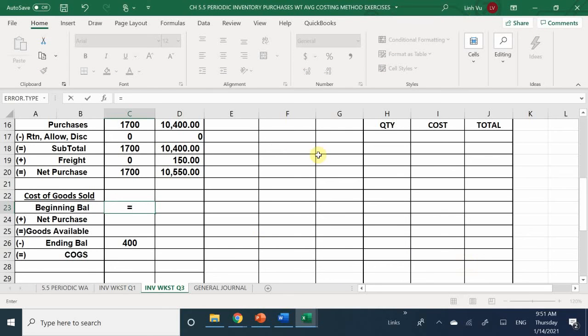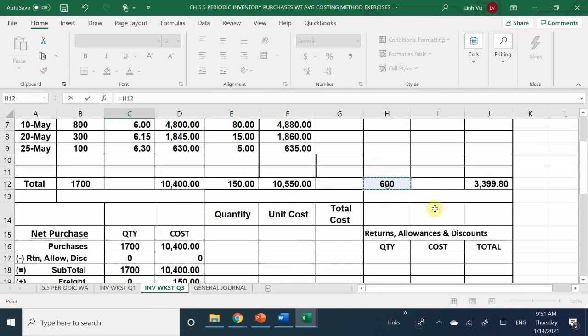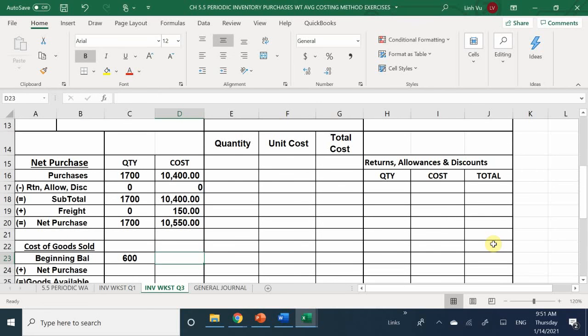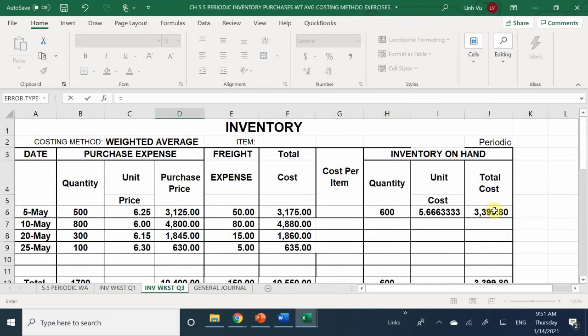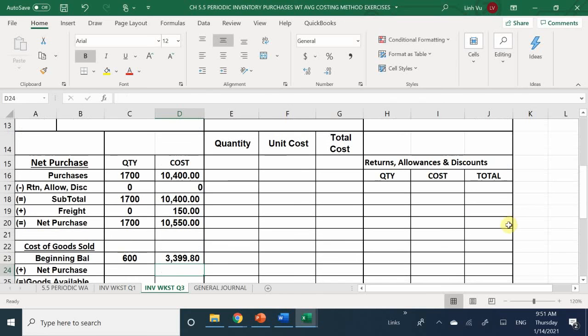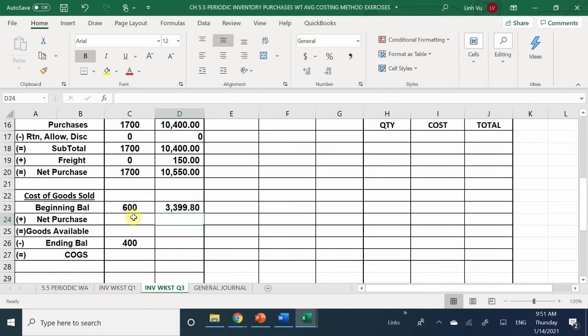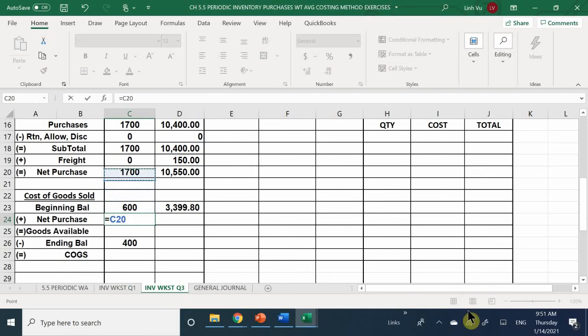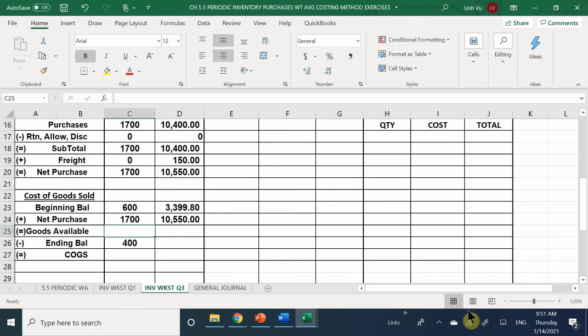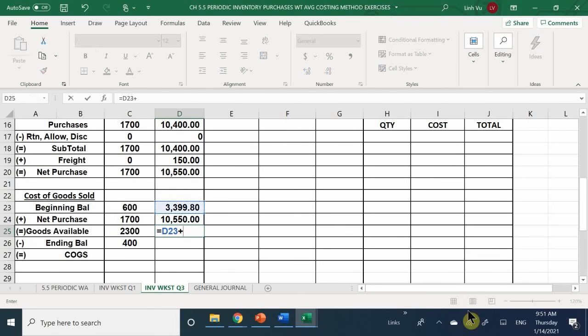So now we have beginning inventory, right? So what was my beginning inventory? 600. Okay. How much in grand total did that 600 items cost me? 3,399.80. Okay. And then now we're going to take our total net purchases and carry them down, and add them together to get our goods available.